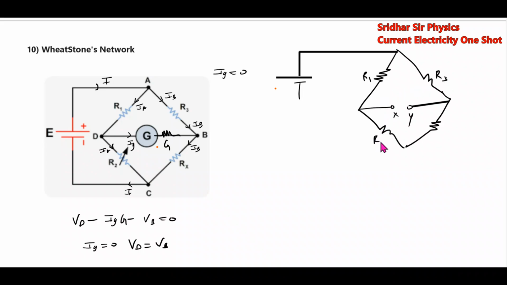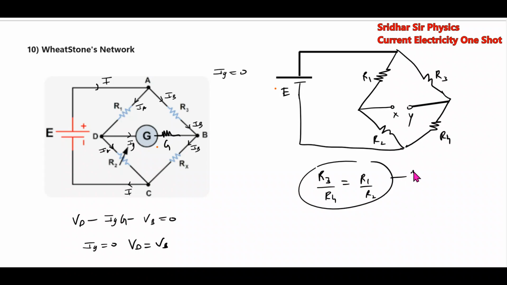R3, R2, R4. When this condition arises, then R1 by R3 equals R1 by R2 by R4. There is a condition for balance. We can say the bridge is balanced and the current through the galvanometer is 0, and any resistor connected here can be removed. So these are the basic ideas of the Wheatstone network.